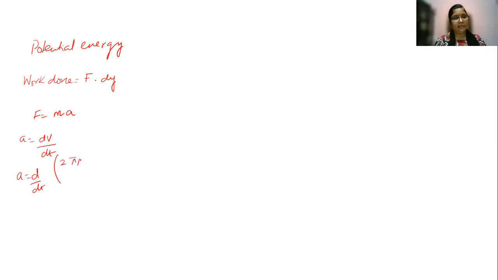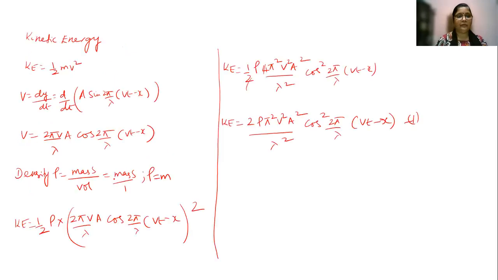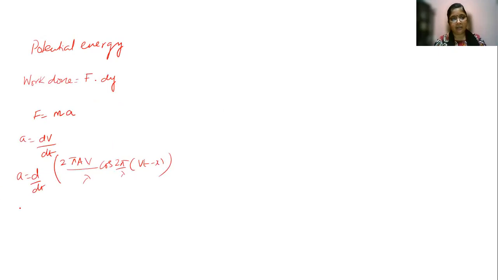2 pi a v by lambda cos 2 pi by lambda (vt minus x). Where is this? Here. 2 pi v a by lambda cos 2 pi by lambda (vt minus x) is v. So I need to differentiate this. So what will I get? I already have 2 pi v by lambda. Again, another 2 pi v by lambda will come here. So what will I get here? 4 pi square v square by lambda square a.